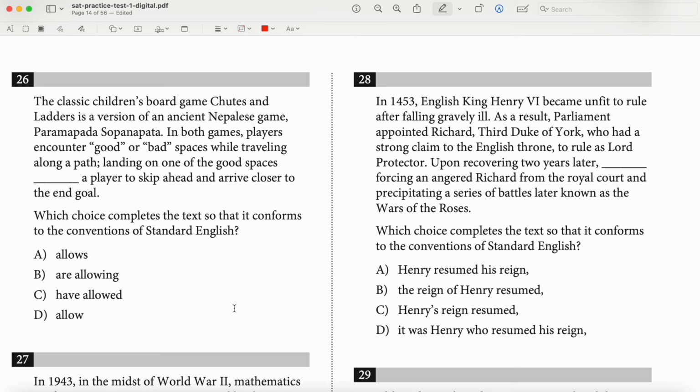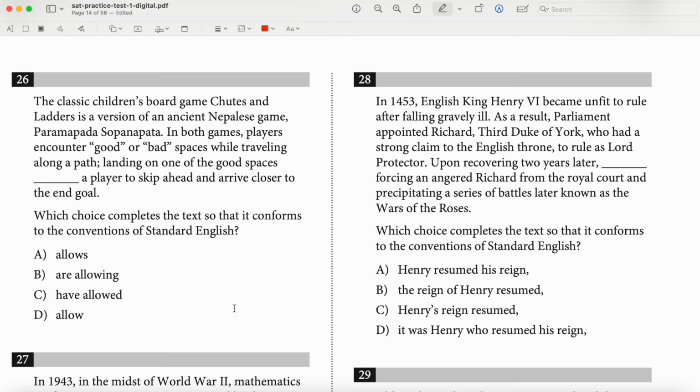All right. What do you think about answer choice A? How does that sound to you, Catherine? It doesn't sound bad. It doesn't sound terrible. Okay, let's keep it. Plug in B. Upon recovering 2 years later, the reign of Henry resumed, forcing an angered Richard from the royal court. How's that sound? I don't know. I don't know either. It makes sense, I guess. Okay, let's keep it. Let's try C.